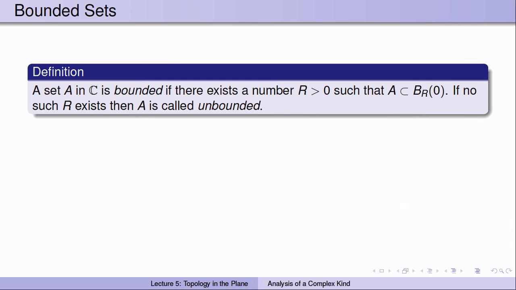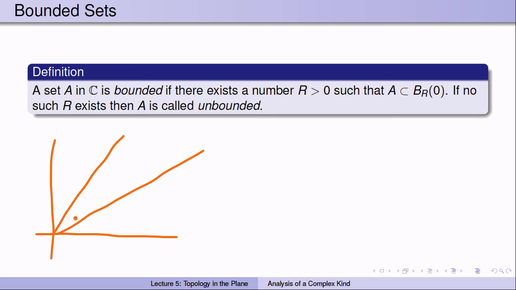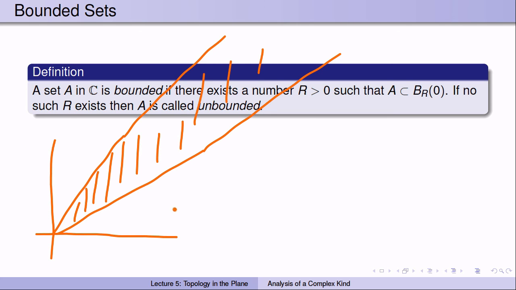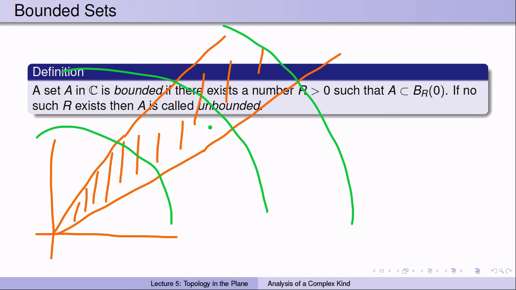On the other hand, a set for which I cannot find such an R is called unbounded. So what are examples of unbounded sets? Here's one example. Suppose I take 2 radial segments, and A is the set between these 2 radial segments. Well, that keeps going and going and going. No matter what radius I choose, I'm just not going to capture it all because it just keeps going. So this set would be an example of an unbounded set.